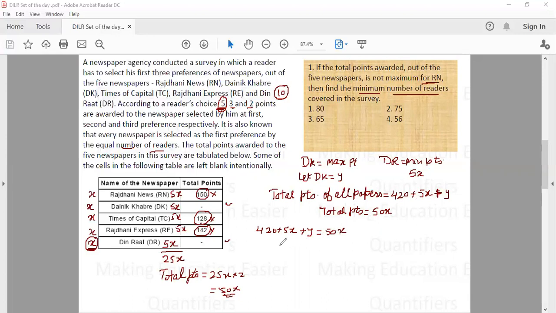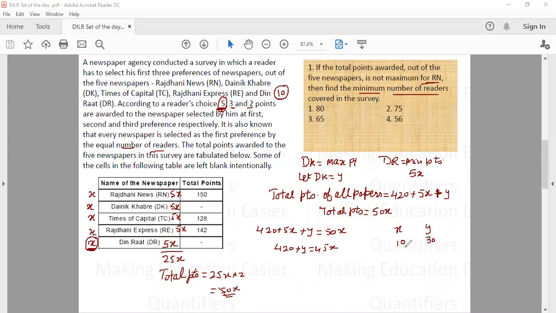Now this equation can first of all be written like this, right? Let me erase this part. I have to find the solution of this equation in terms of x and y. If I put y equal to 30 here, what I will get is 420 plus 30, 450, divided by 45. It will give me x as 10.